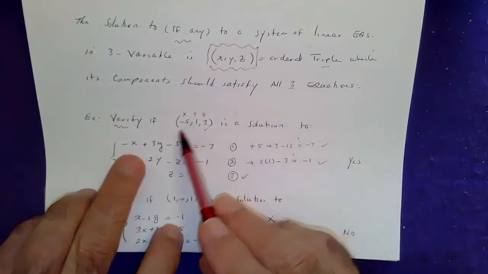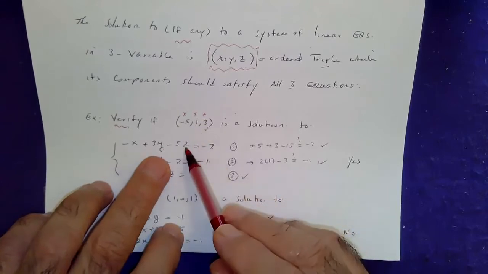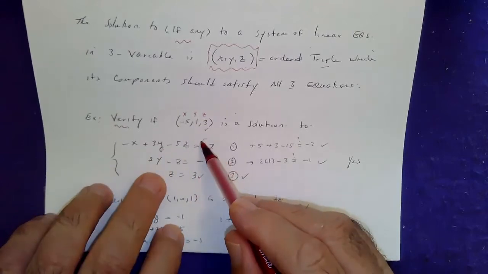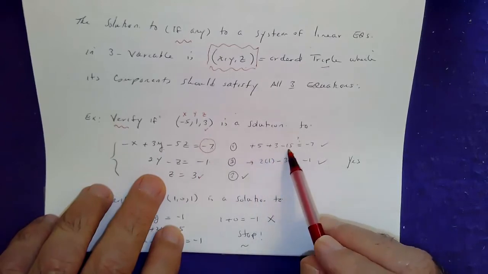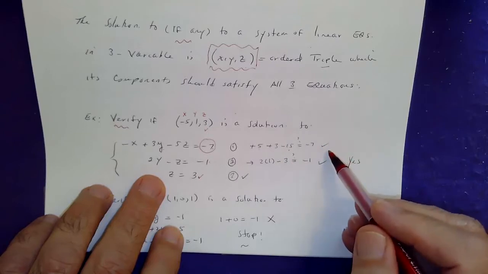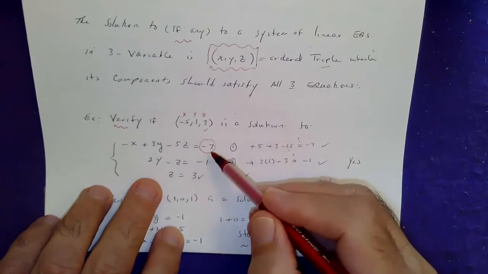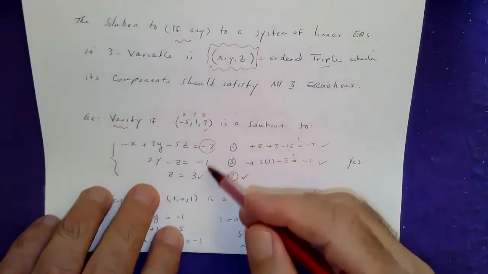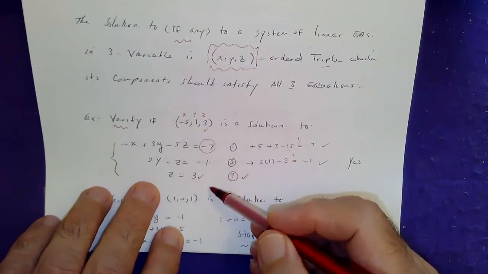I'm supposed to replace x with -5, y with 1, z with 3, and that's supposed to add up to -7. When you do, you get 5 plus 3 minus 15 equals -7, checks. But that's not enough. If you decide this is a solution, it has to satisfy all equations, not just the first or second or third, all three at the same time.